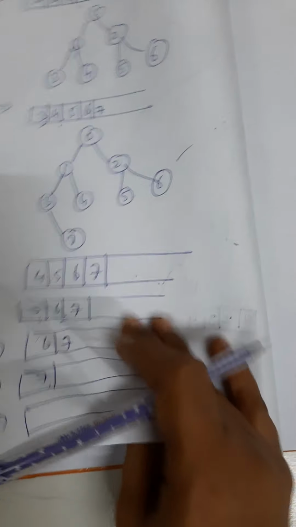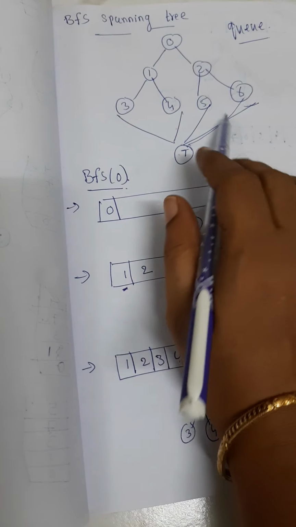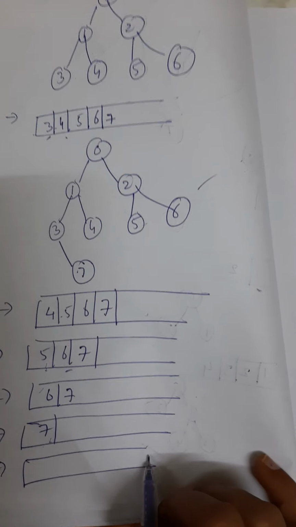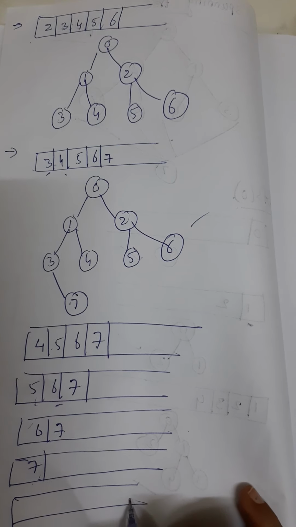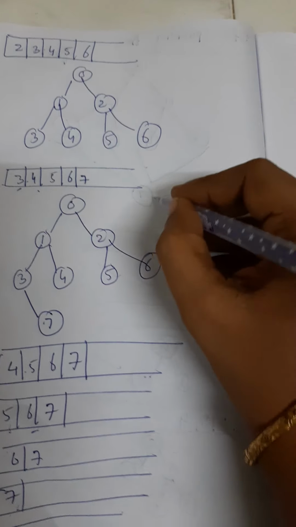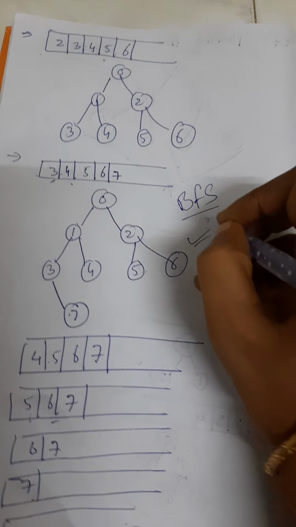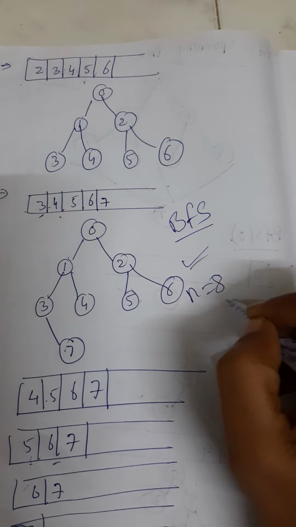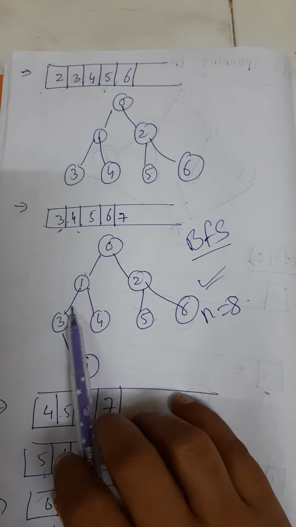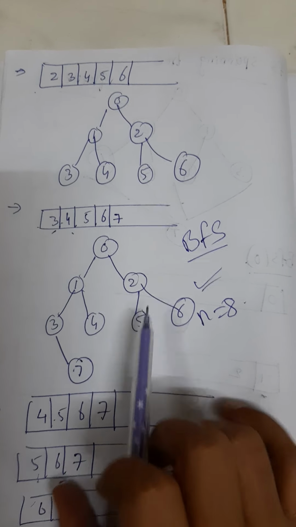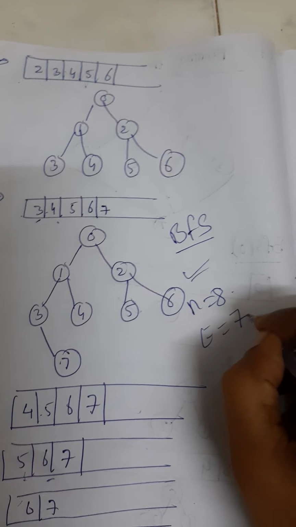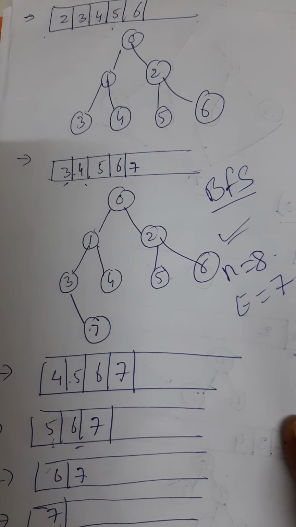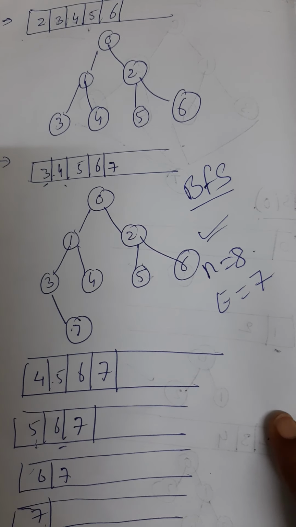So next 7. What are 7's adjacent vertices? 3, 4, 5, 6. Already visited. So removing from the Q. Now finally the Q is empty. So this is the spanning tree by using BFS. And here also if you observe, we have all the vertices. We have n equal to 8 vertices, and how many edges do you have? 1 2 3 4 5 6 7. The number of edges is 7. This is a property you have to remember for the spanning tree. That's all. This is about the topic elementary graph operations.